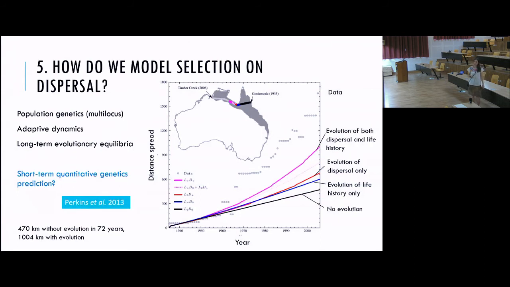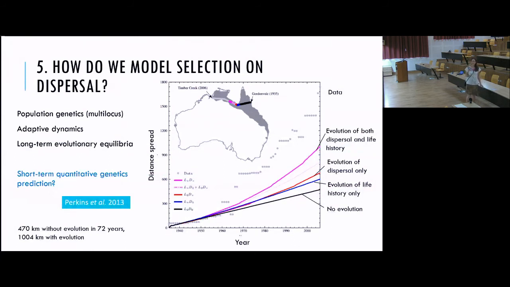And you can see that they had dispersal with scenarios with no evolution at all, or scenarios with only evolution of life history but not dispersal, evolution of dispersal only, or evolution of both dispersal and life history. And basically the conclusion is that if you assume spread without any evolution, in 72 years, the species will have spread by 470 kilometers. If you've got evolution of both life history and dispersal, they actually spread by 1,000 kilometers. So it's not a trivial effect at all.